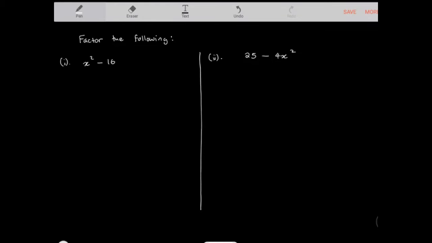Alright, let's take a look at factoring the following expressions in the form of a squared minus b squared. So we're going to be looking at difference of squares, and a squared minus b squared can be factored using the template: square root of a squared plus or minus square root of b squared. So I'm going to show you guys how to use this template. So let's take a look at the first case, where we have x squared minus 16.